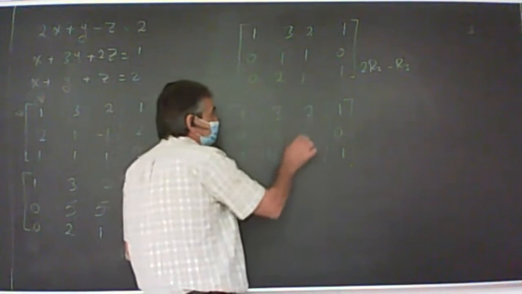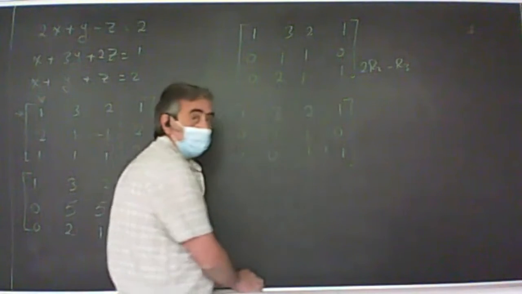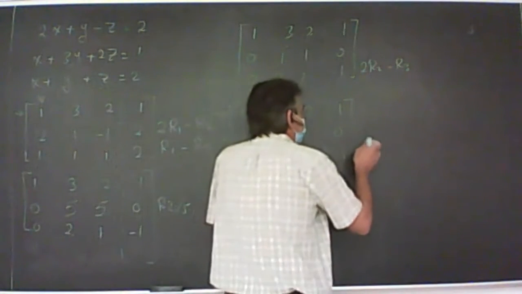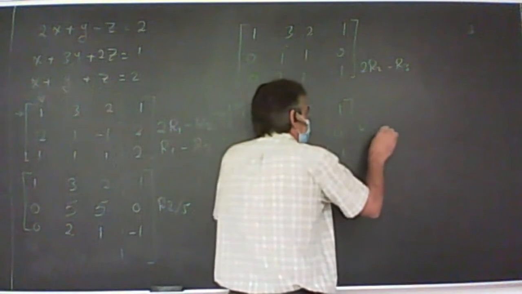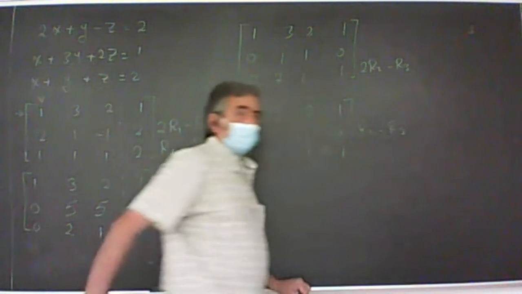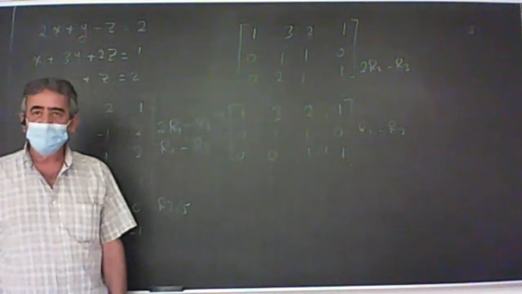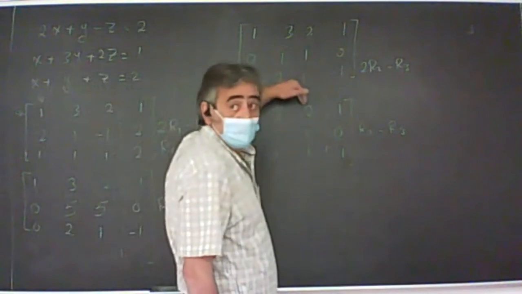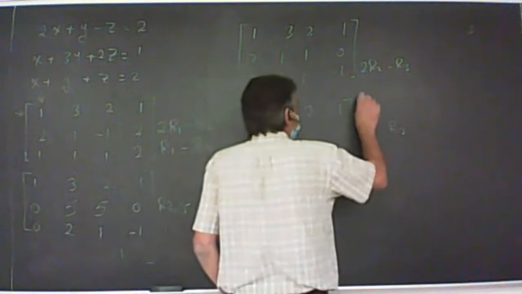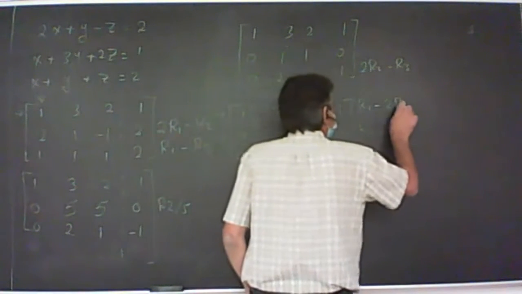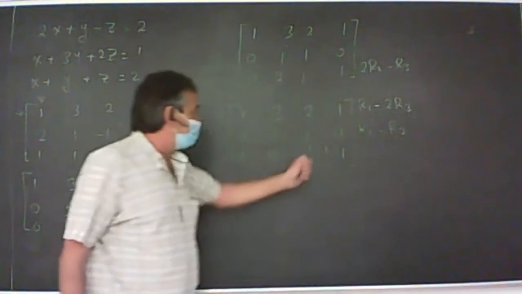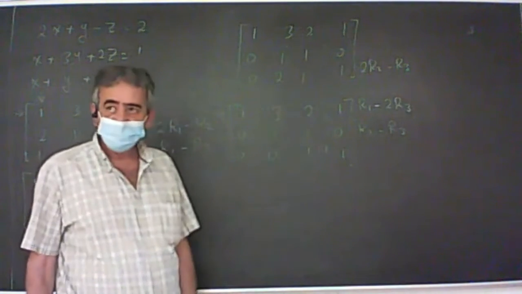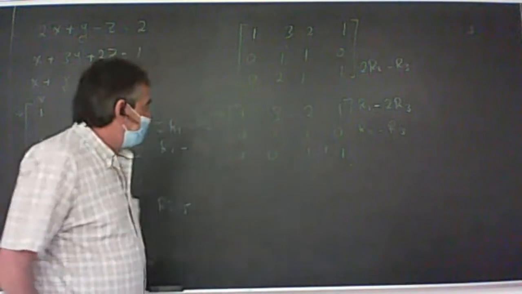So now I want to make this 0, this 0, right? So the best way to do this, to make this 0, I can say R2 minus R3. If I want to make this 0, I can say R1 minus 2R3, because if I multiply this by 2, it becomes 2. 2 minus 2 is 0.